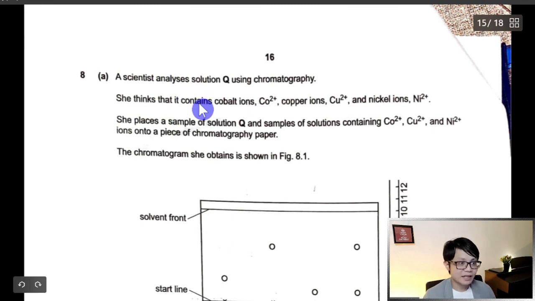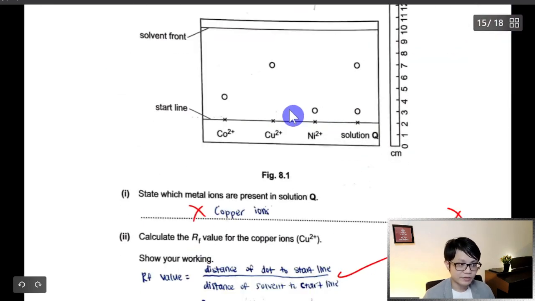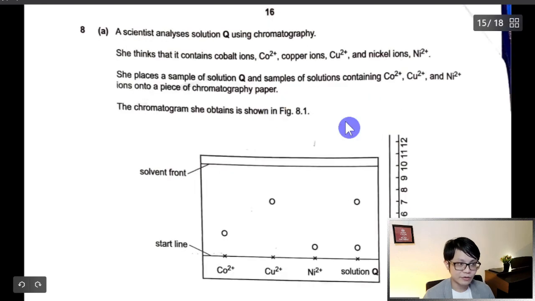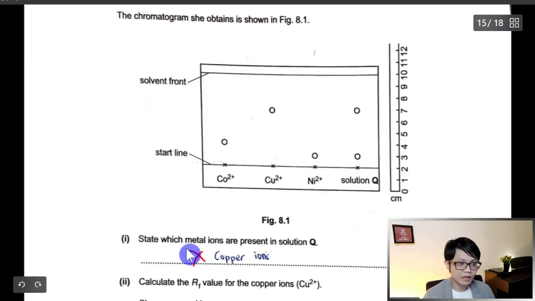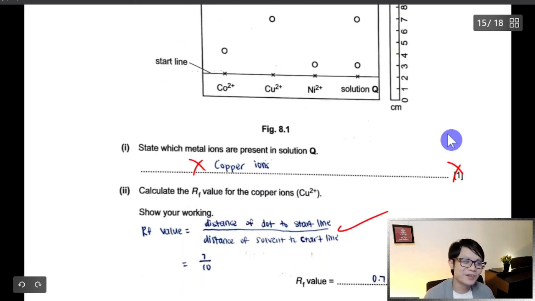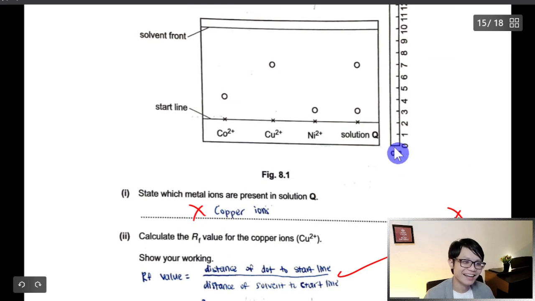Question number 8 is 19. Your solution Q for chromatography. I'm not going to read this; you can read by yourself. State which metal ions are present in solution Q. I can't believe the students got this wrong, because in Q, of course, it's copper ion.